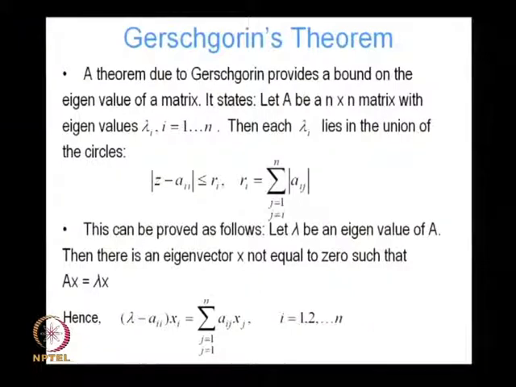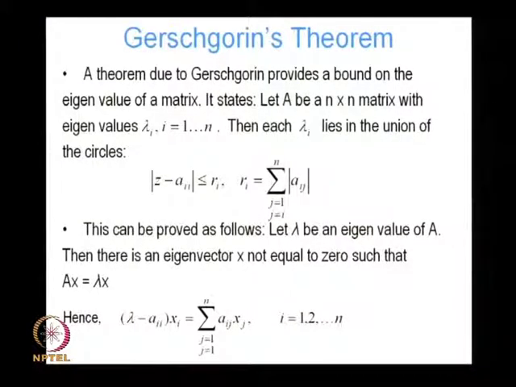Then the union of all these circles defines my Gershgorin bound. So, if I draw this series of circles and then I draw a circle which circumscribes all these circles, which is basically the union of all those circles, the eigenvalue will lie within that circle. The eigenvalue cannot lie beyond that circle, the maximum eigenvalue cannot lie beyond that circle. This can be proved as follows.